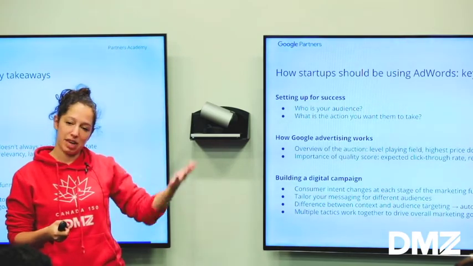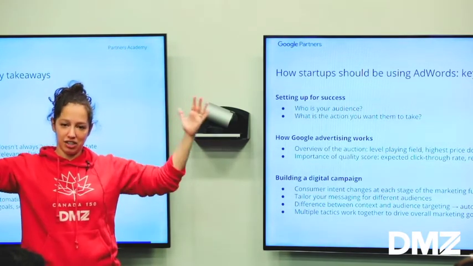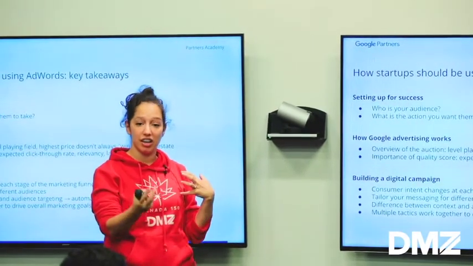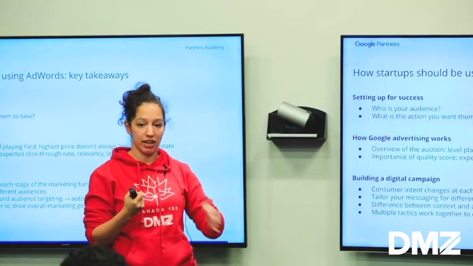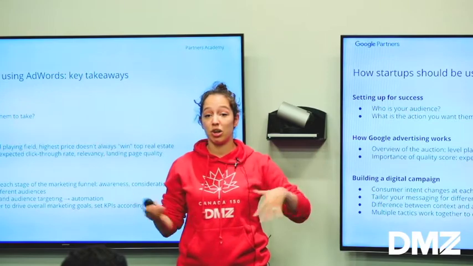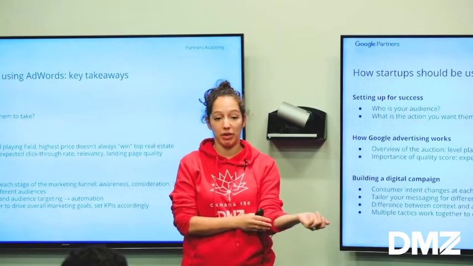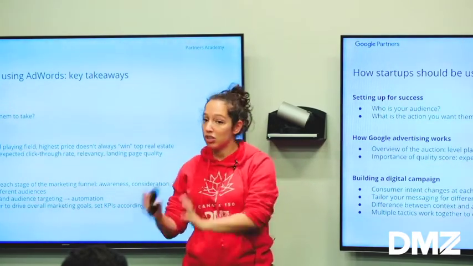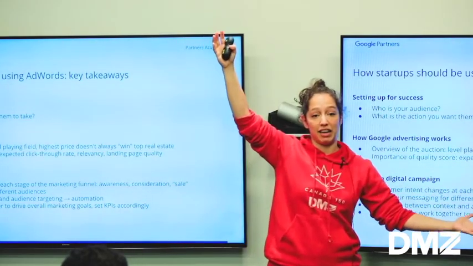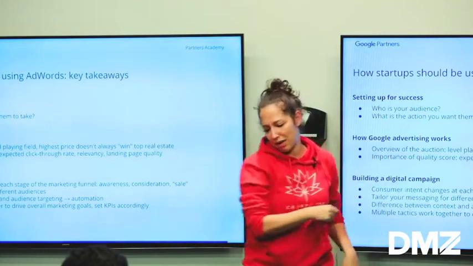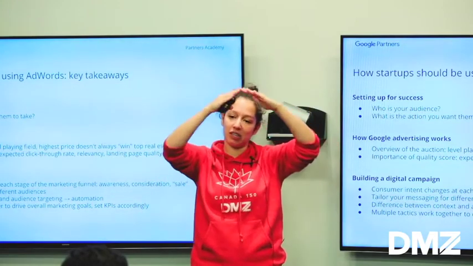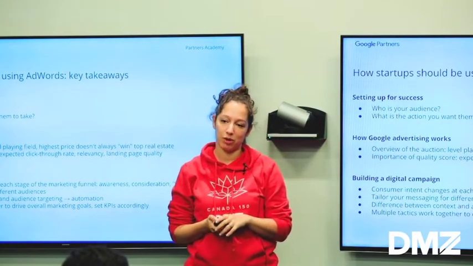And then finally, we went through the steps of building a digital campaign, understanding where consumers are at different points in the funnel and how you can reach them with different targeting tactics and different messaging to bring them in to your business. And of course, multiple tactics work together to drive your overall marketing goals, so set your KPIs accordingly. Your search campaign will probably have a very different cost per acquisition than your display campaign. And so rather than saying, cut the display campaign, it's not working for me, think about how they work together and view your marketing strategy holistically, because that'll drive the most growth for your business.